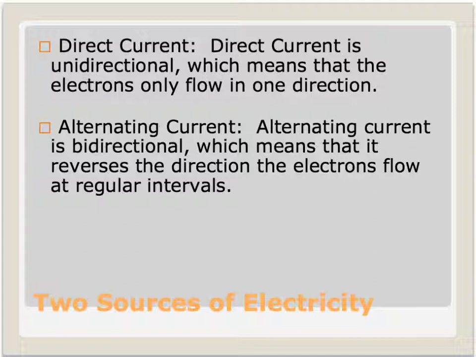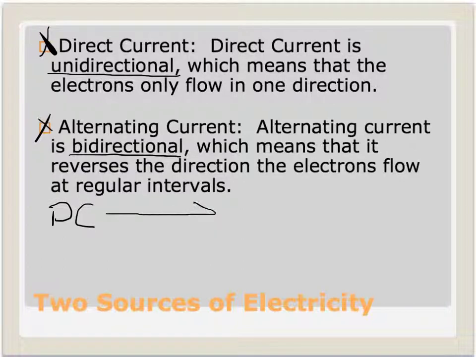The first one is direct current. And direct current is unidirectional, which means the electrons only flow in one direction. And alternating current is bidirectional. And this means that it reverses the directions the electrons flow at regular intervals. So if we were to think about a DC source, the electrons are going to travel obviously in one direction. If we're looking at an AC source, our electrons are going to go back and forth on the same conductor.